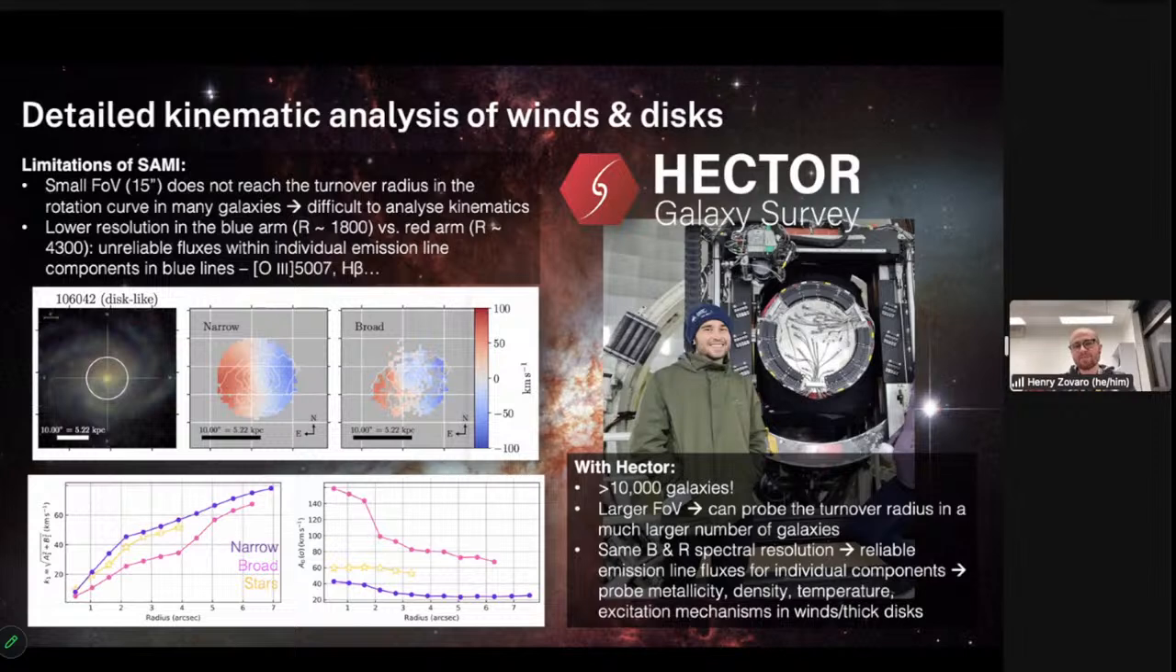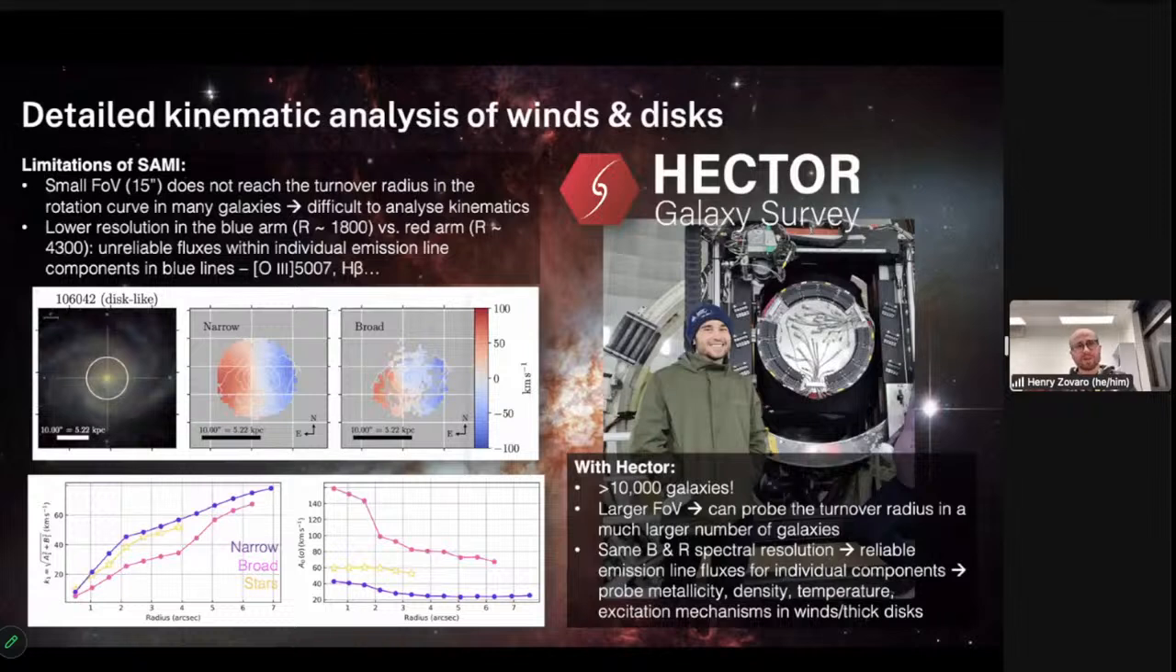The SAMI team officially never released the individual fluxes for the blue lines, so they only give you the total fluxes. You can only access the individual fluxes for H alpha, which is what all this work is based on. So with the data they release, you can't really tell if there are outflows in the blue lines. You cannot trust that data? Exactly. There would be some cases where it's extreme enough that you could do that reliably, but generally it's not. However, with Hector, that's not going to be a problem.